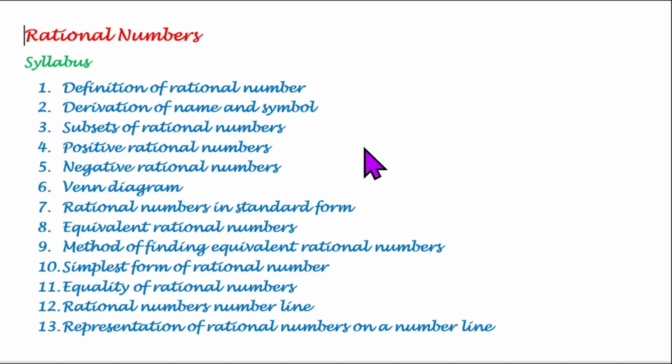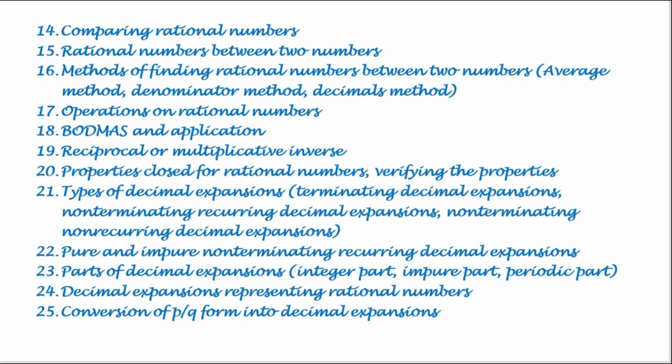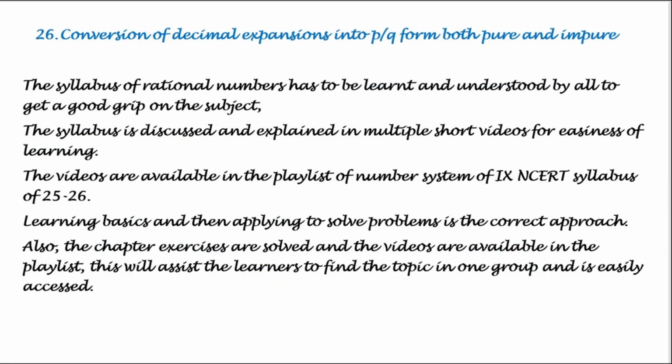Then this is the important part of the title of the number system chapter, that is rational numbers, very exhaustive. You have to concentrate more on rational numbers, because the maximum part of the chapter is rational numbers. We have got 13 points here, and then we have further 25 points, and then 26 points. All these 26 points have to be understood very clearly, so that you have a good grip on the subject. So the syllabus of rational numbers has to be learnt and understood by all to have a very good grip on the subject number system.